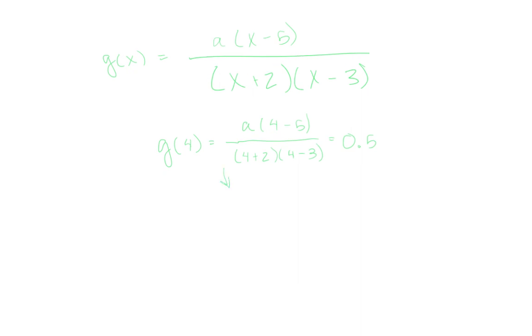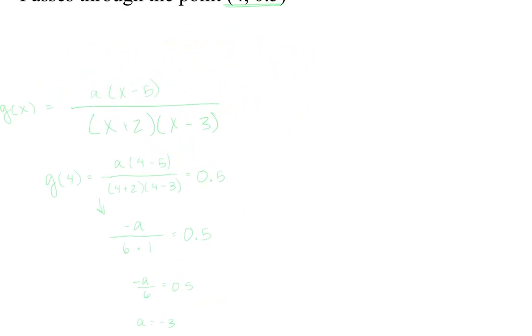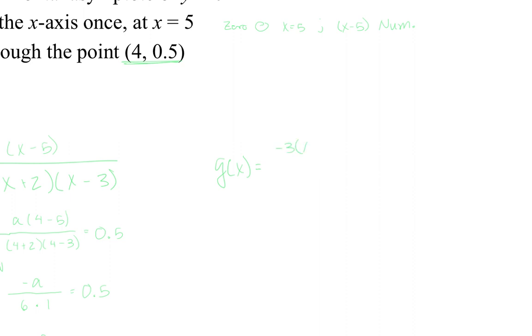So now, continuing on, I know 4 minus 5 is negative 1, so we have negative a over 4 plus 2 is 6, 4 minus 3 is 1. Again, that's still equal to 0.5. So I know that negative a over 6 is 0.5, or a is equal to negative 3. So that means our function, g of x, is negative 3 times x minus 5 over x plus 2 times x minus 3. There we go.